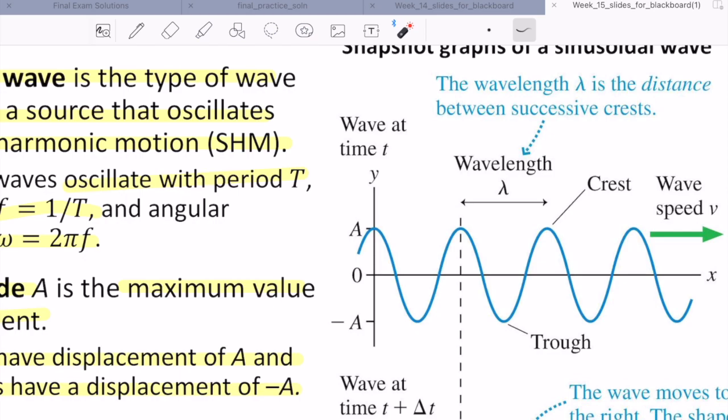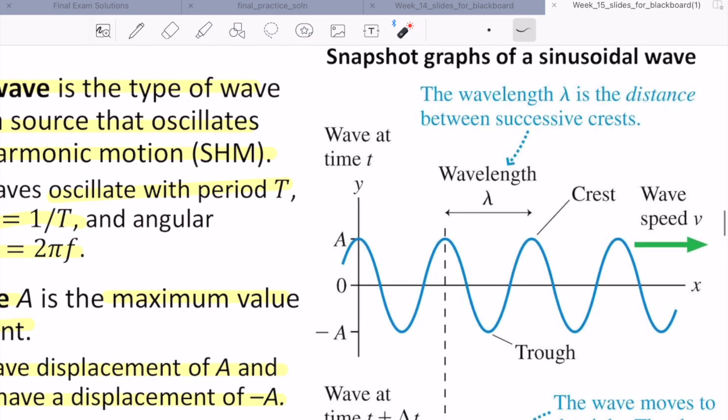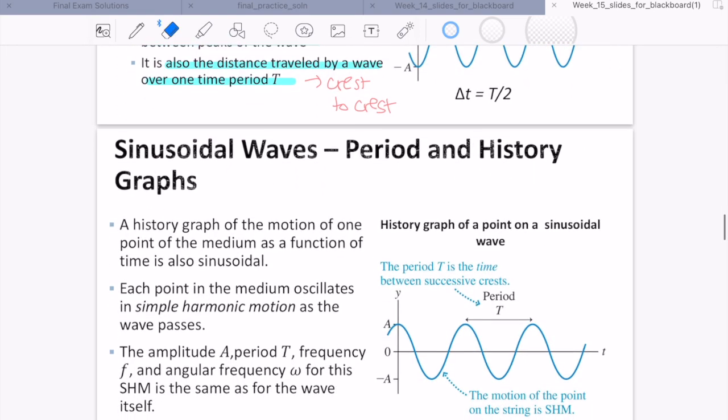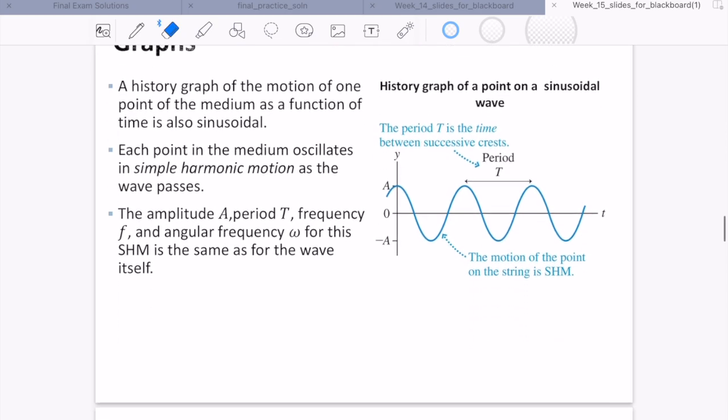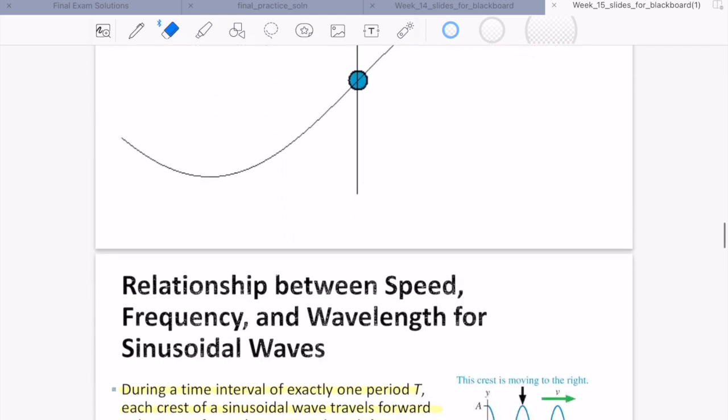From a history graph, you can pick out the time, because history, you're looking at all of time. For your snapshot, you're just looking at specific time intervals and what's the distance like there for the wavelengths, right? So the wavelength is what you can pick out from a snapshot graph. From a history graph, you can pick up time, period, and frequency. I think that's it for at least the sinusoidal waves.